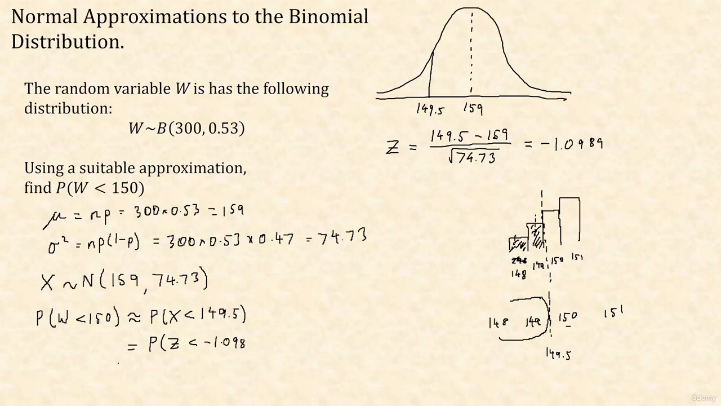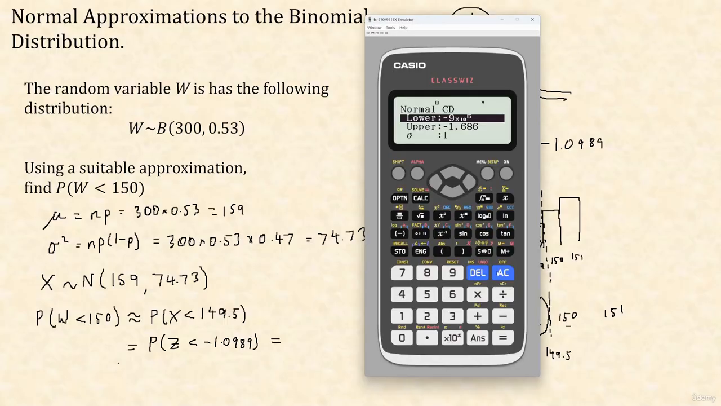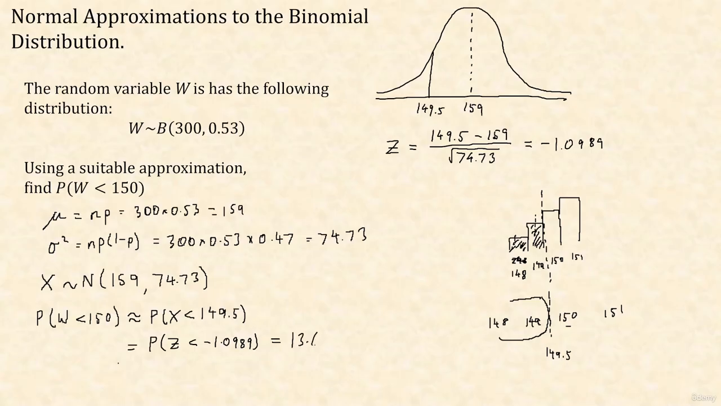I can then say that's the same as the probability of Z being less than that z value. Then I can solve this, and let's use the calculator for that. Unbounded at the bottom end, minus 1.0989 at the top end, standard deviation of 1, mean of 0, and there's our answer: 0.1359 or 13.6%.